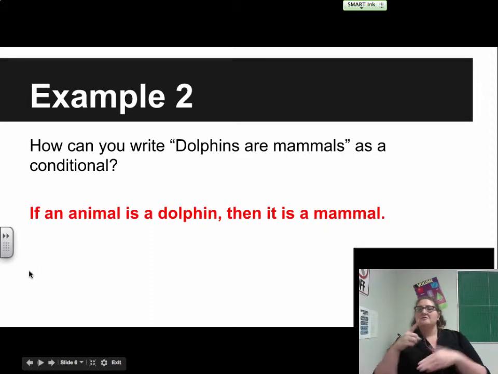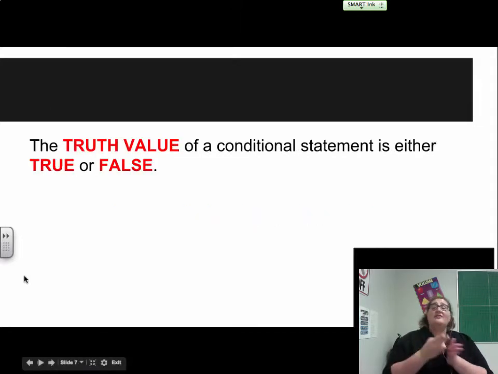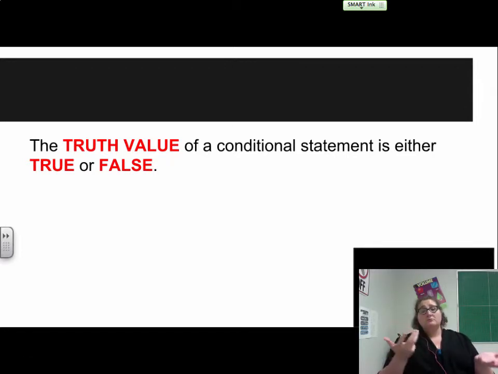Now, you might have written it something a little bit different. You might have said, if it is a dolphin, then it is a mammal. But what is it? We're talking about an animal. So be a little bit more concise so your English teachers don't just die when they see the sentences that you write. The truth value of a conditional statement is either true or false.